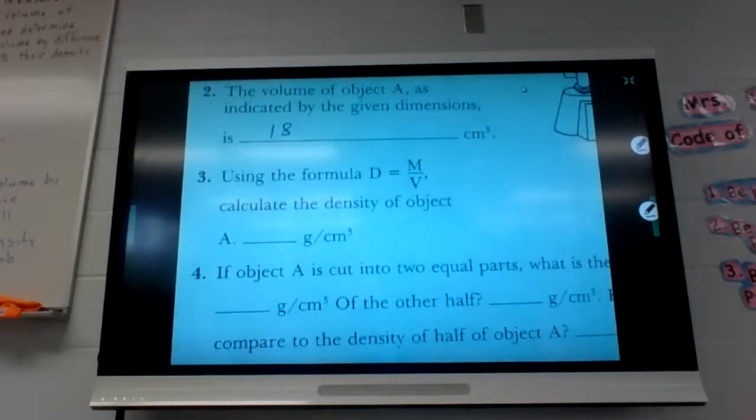Find the density. You got your calculators? None of us do. Oh, look at that. We gotta get a calculator. She's awesome.